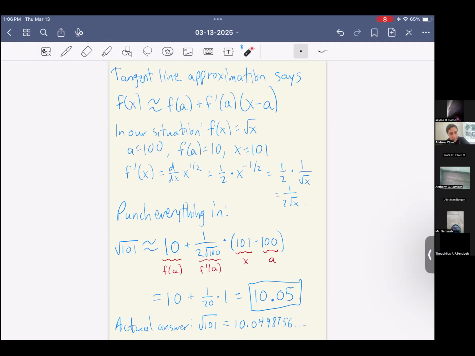Hello? Yes. In case you use this method too, you look for a perfect square number near 101, and we understand that the nearby perfect square is 100.